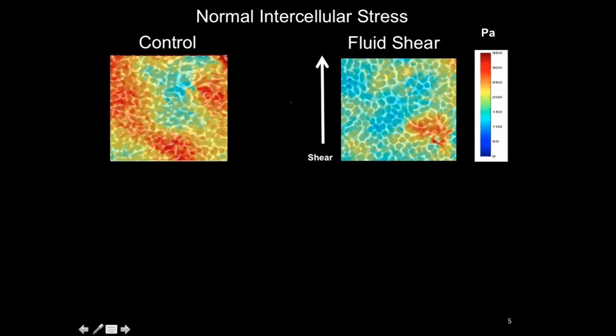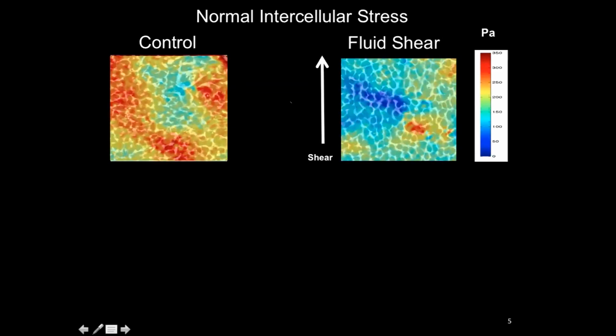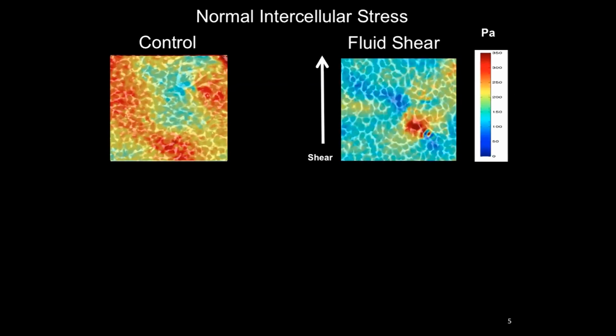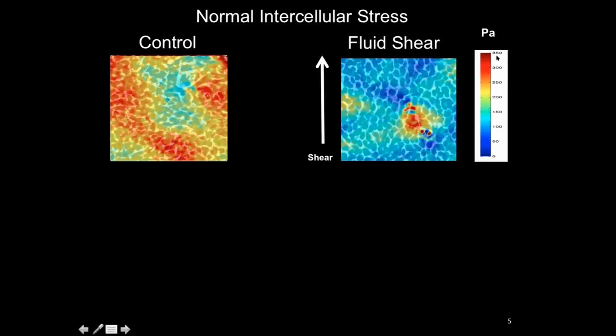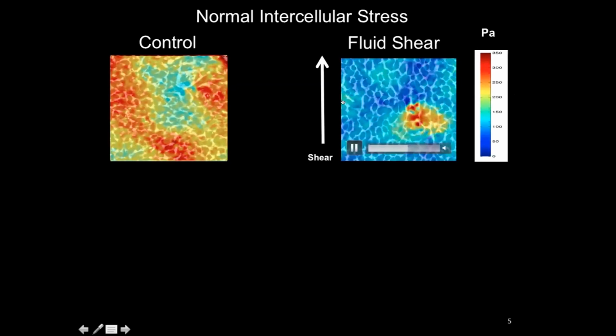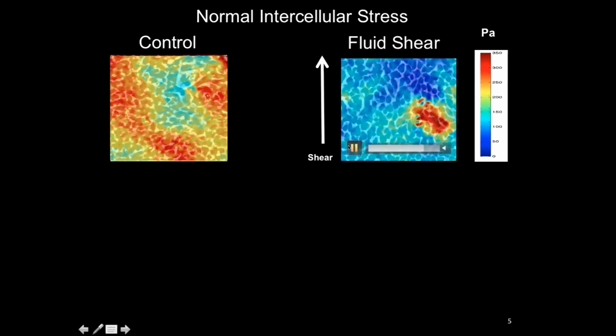And now we'll look at fluid shear. And on the right here, these were just cells exposed to a laminar fluid flow. Okay, and the main point is that as you can see, there is certainly a drastic reduction in the intercellular stresses here.